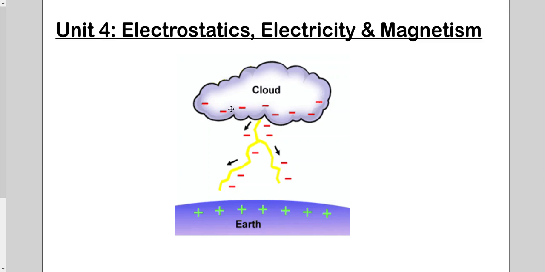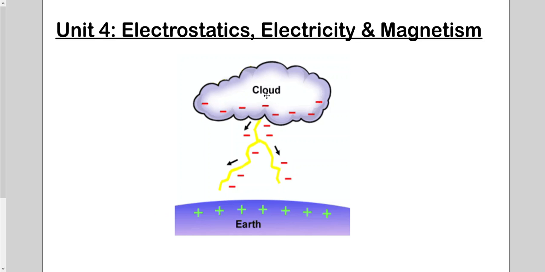This unit is about electrostatics, electricity, and magnetism. So we really want to think here about what those are. And I think a common example that we're all familiar with is electricity in lightning strikes, right? So, what exactly is happening there? I think this picture is a pretty simple representation, but we can see that a storm cloud has a whole bunch of negative electrical charges, and the Earth is positively charged.